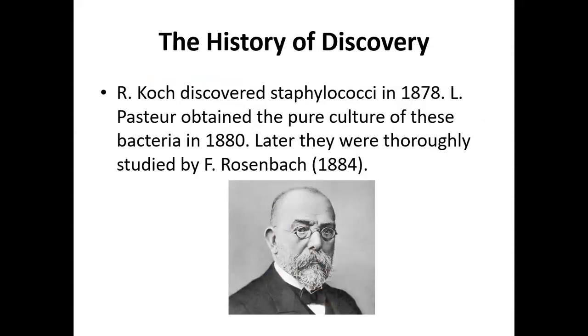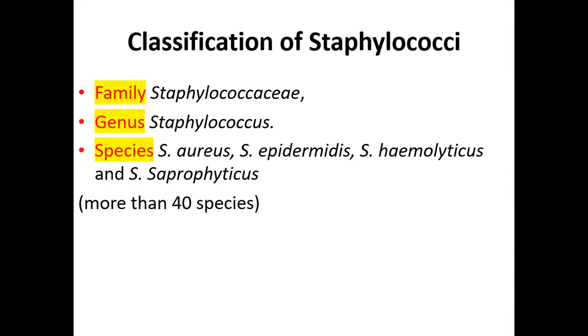Robert Koch was the first who discovered staphylococci, and it was in 1878. Classification, taxonomy. Staphylococci belong to the family Staphylococcaceae, genus Staphylococcus, and there are more than 40 species, but the main are Staphylococcus aureus, Staphylococcus epidermidis, Staphylococcus hemolyticus, and Staphylococcus saprophyticus. Pathogenic Staphylococcus is Staphylococcus aureus only.